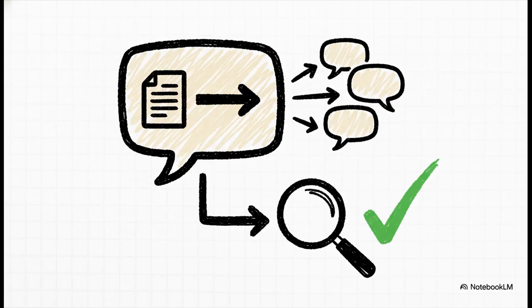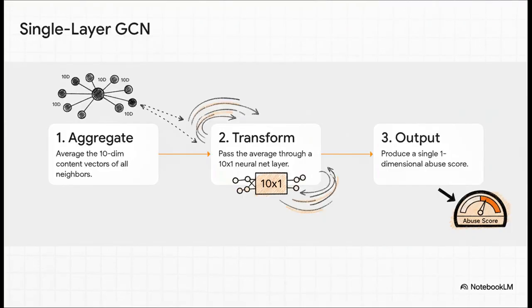So, what's the goal? Simple. We want to classify each tweet as either abusive or not abusive. And yeah, we could try to do that just by looking at its content, its 10-number fingerprint, but the real magic of a GCN is that it lets us use both the tweet's content and its connections, the whole network context. So, let's apply our two-step dance with a simple one-layer GCN.